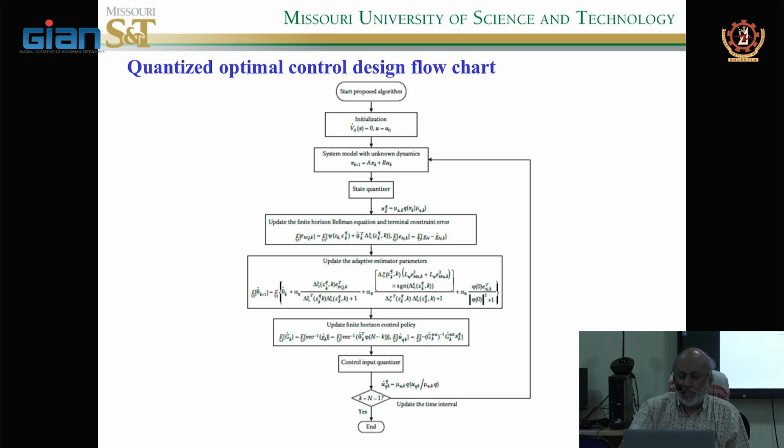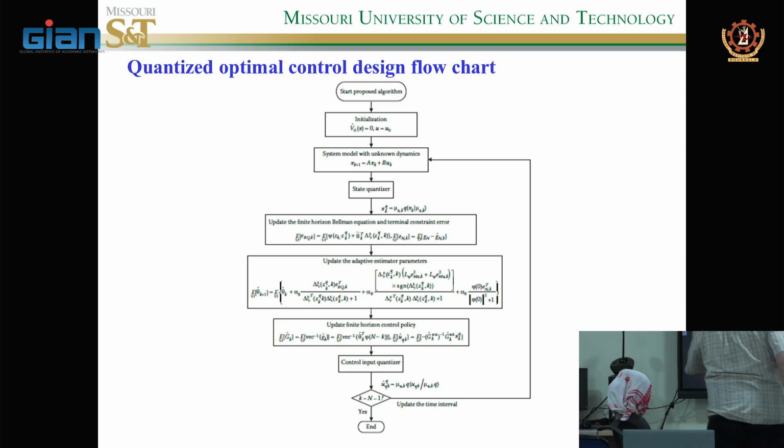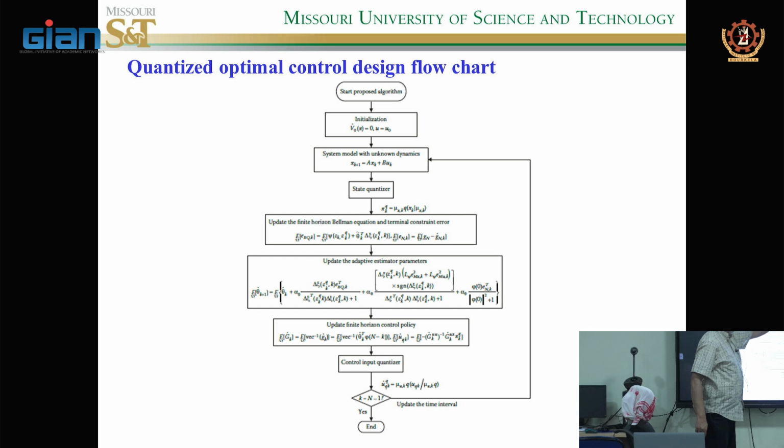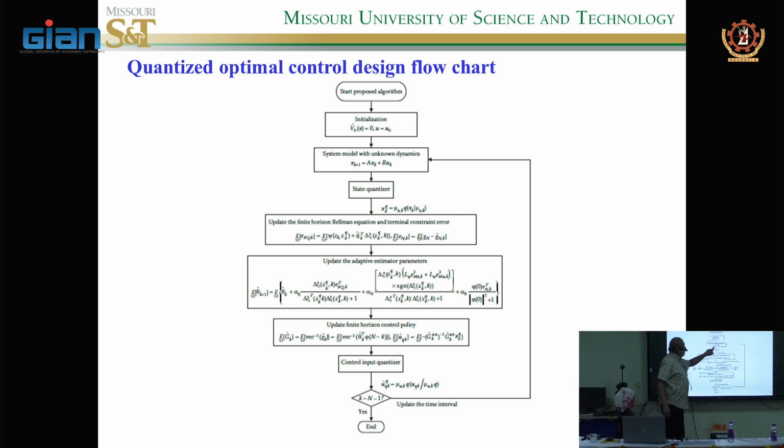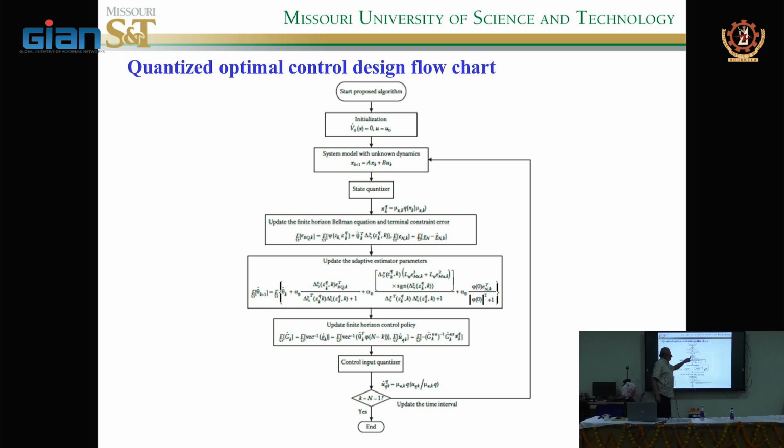And here is the flow chart. Now, the only difference is, if you look at the flow chart, you initialize the value function and the initial controller, which is the admissible controller. Here is the system dynamics, state quantizer. So here I'm using a dynamic quantizer, okay?